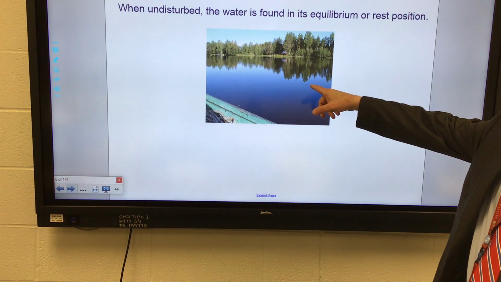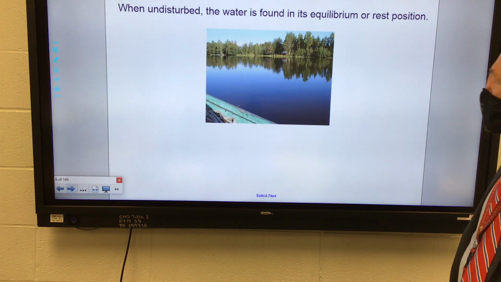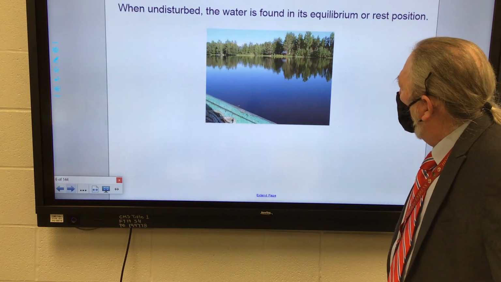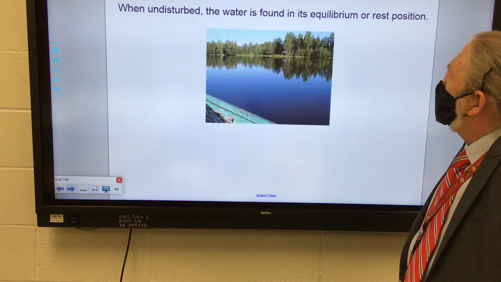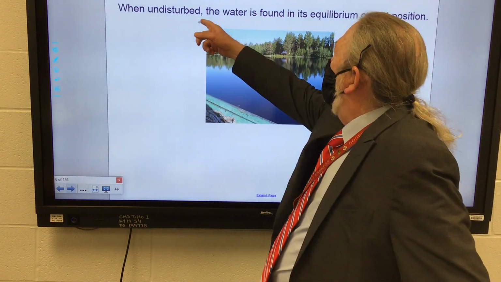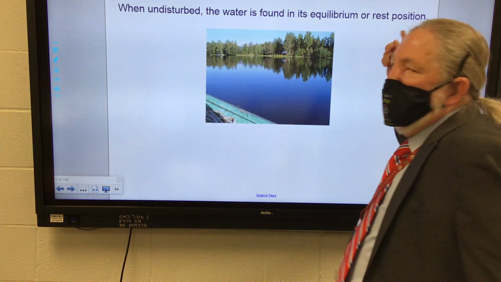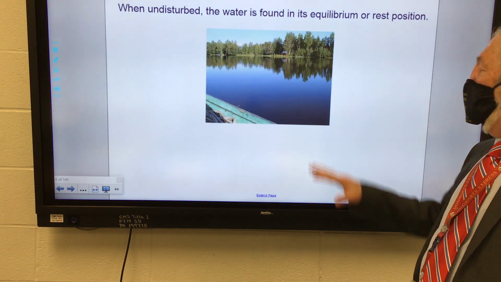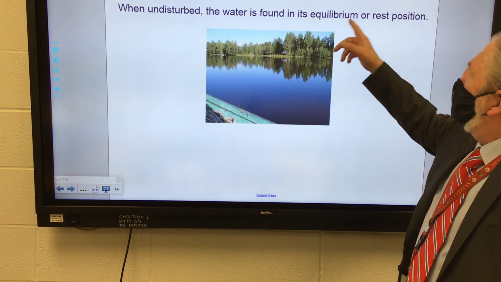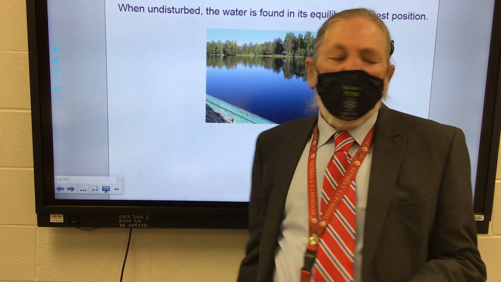So look right here. So what causes a wave to form? You see this picture right here. This is not animated. This is just a picture. Do you see any waves in this? No. Well, if you look really super close, it looks like it's still, right? So when it's undisturbed, the water is found in its equilibrium or rest position. Okay, so it's at rest right now, pretty much at rest. And at rest position means equilibrium.